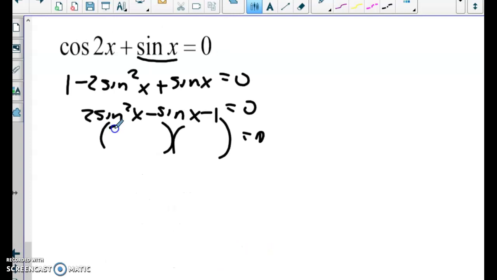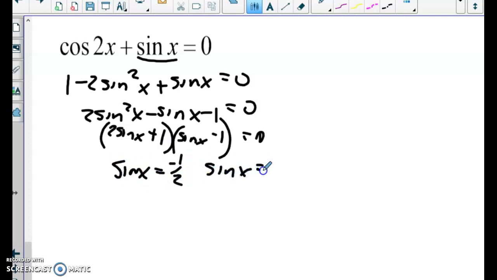Do a little bit of factoring here. I get 2 sine x and sine of x, and I get a minus 1 and a plus 1. And I think that works out. I get negative 2 sine and positive 1 sine. And so either the sine of x is equal to negative 1/2 or the sine of x is equal to 1, moving them to the other side.